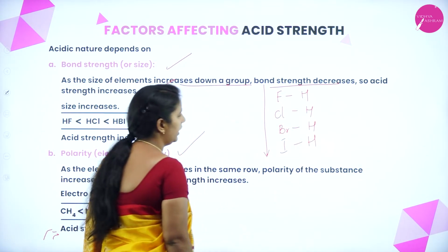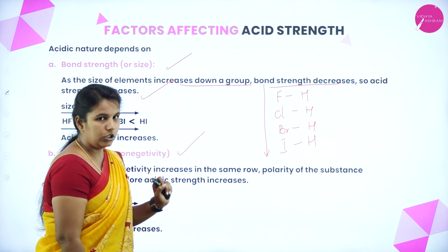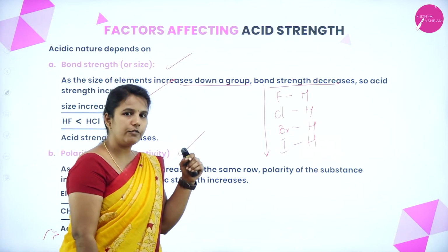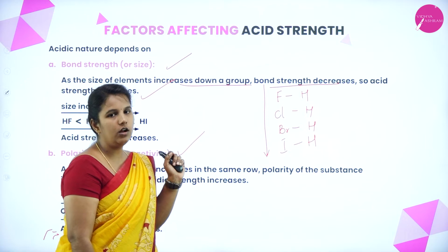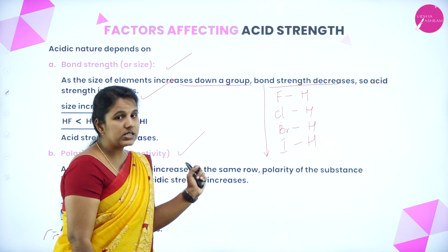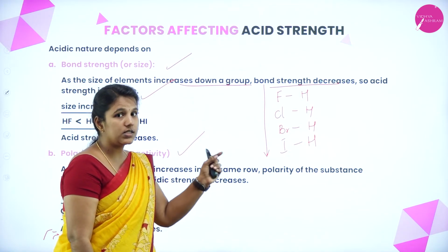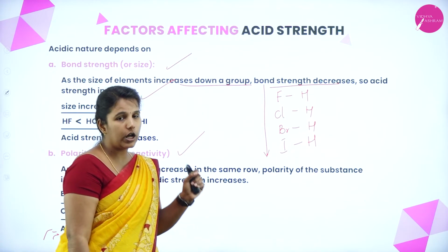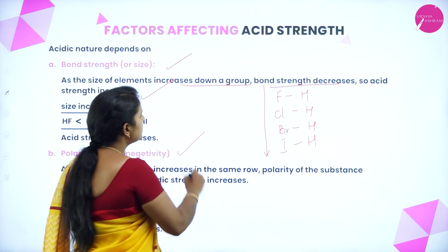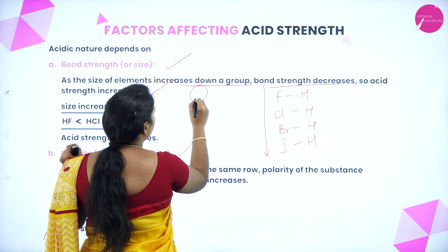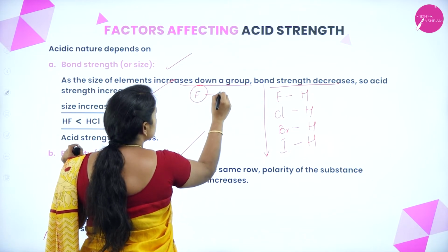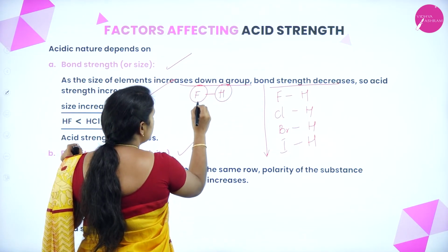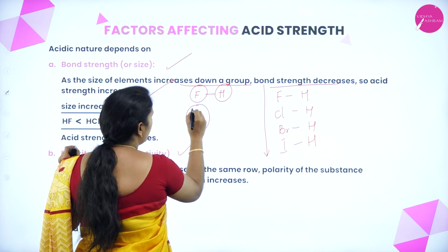bromine and iodine, as it is moving down the group, when these elements form a bond with hydrogen, their sizes also increase as we move down the group. As the size increases, imagine this is a fluorine and this is our hydrogen. So as we move down the group, what will happen?